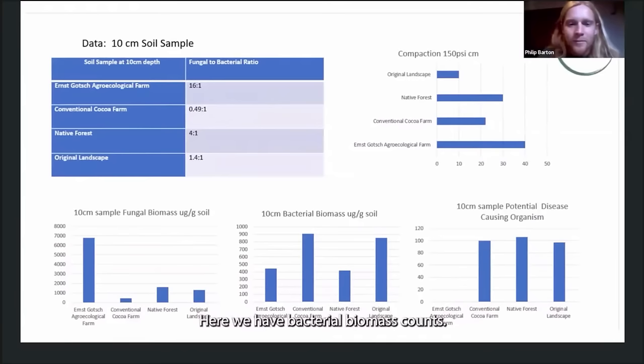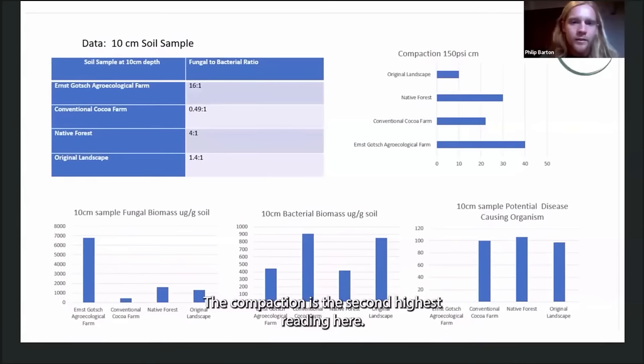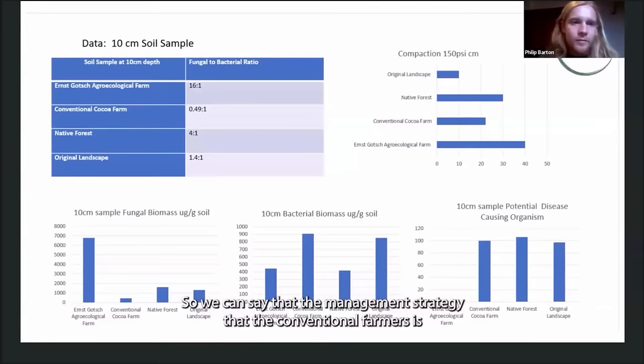Here we have bacterial biomass counts. We can see that the highest is at the conventional cacao. It's interesting when we look at this graph, and we also look at potential disease-causing organisms. When we cross-reference that with the fungal biomass, there's a very high number of potential disease-causing organisms compared to our fungal biomass found in the conventional farm. The compaction is at the second highest reading here. So we can say that the management strategy that the conventional farm is using is solely proliferating bacterial biomass, causing these detrimental effects, and therefore we'll find more pests and diseases.